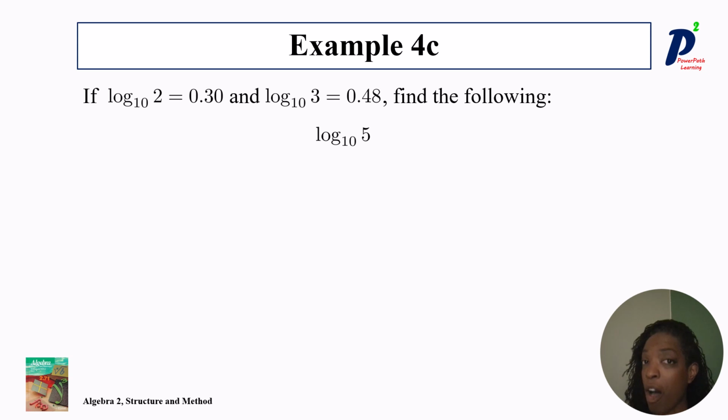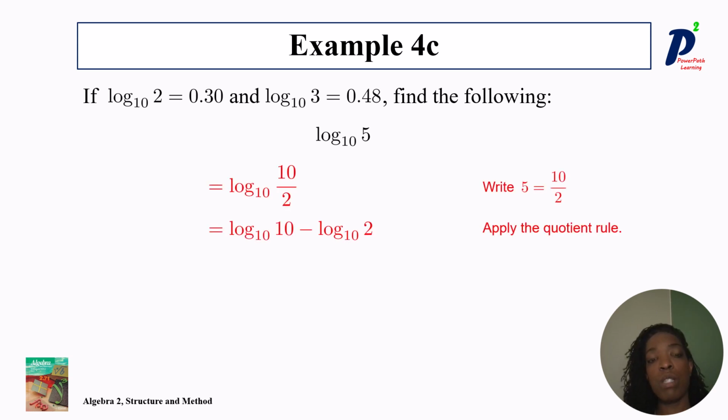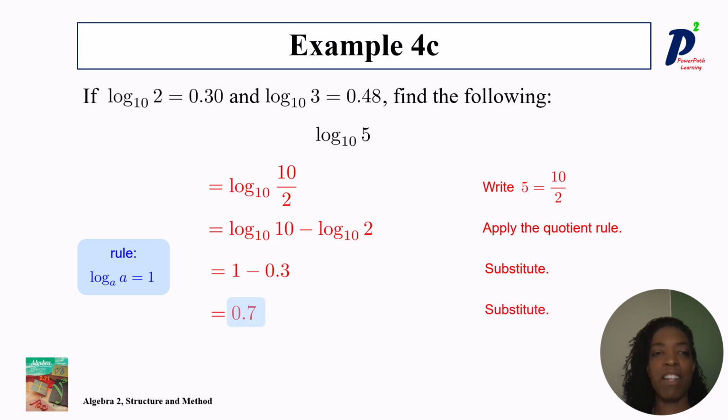Same thing, feel free to pause. Okay, I'm starting the answer now. So remember, we need this in terms of either log 2 or log 3. So I'm going to write 5 as 10 over 2. Then I apply the quotient rule, split them into 2 pieces, a difference. Then I'm going to apply the fact that I have the same base and the same argument, and I'm going to substitute at the same time to get 1 minus 0.3, which is 0.7, our final answer.